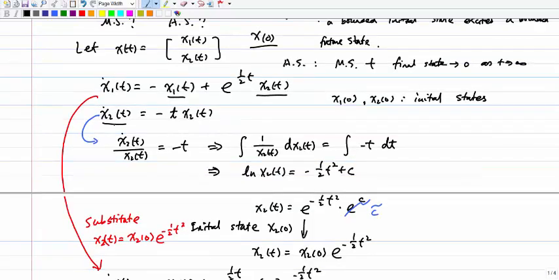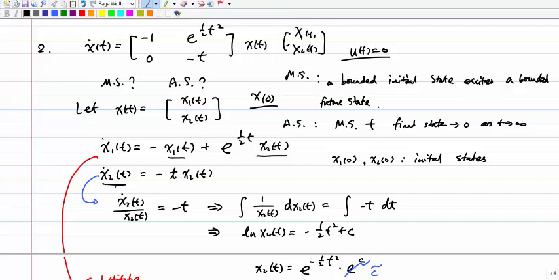Fortunately x2(t) can be calculated fairly easily, because it's an ODE by itself. x2 dot of t is negative t times x2(t). So I can solve for the solution. Put x2(t) on the left-hand side, so the derivative over x2 is equal to negative t, multiply by dt on both sides, and integrate. You have this.